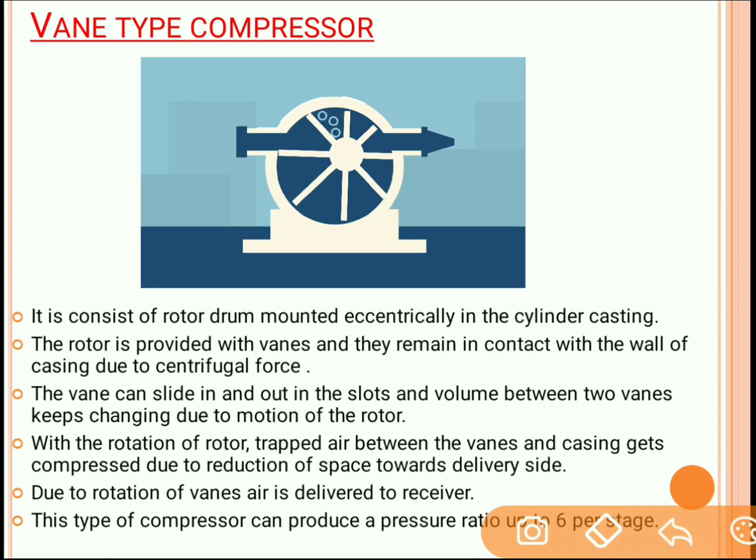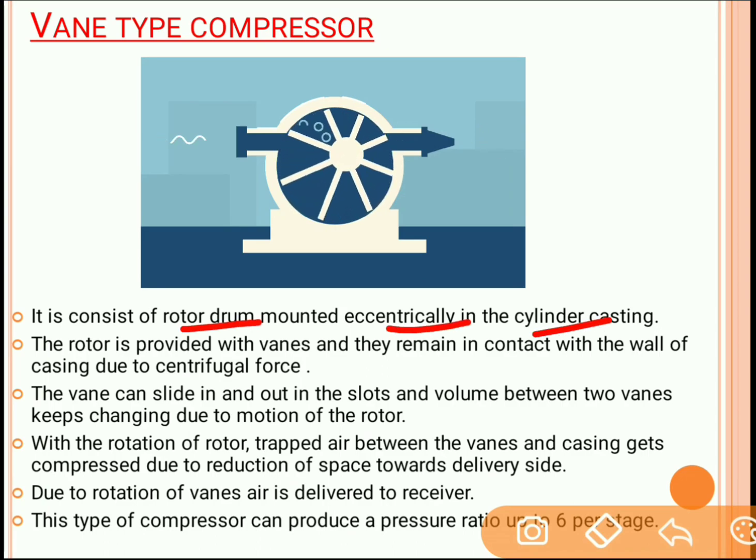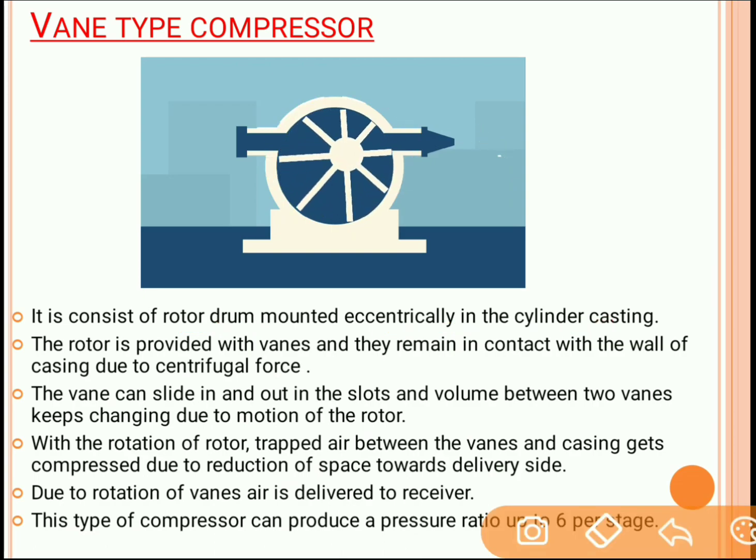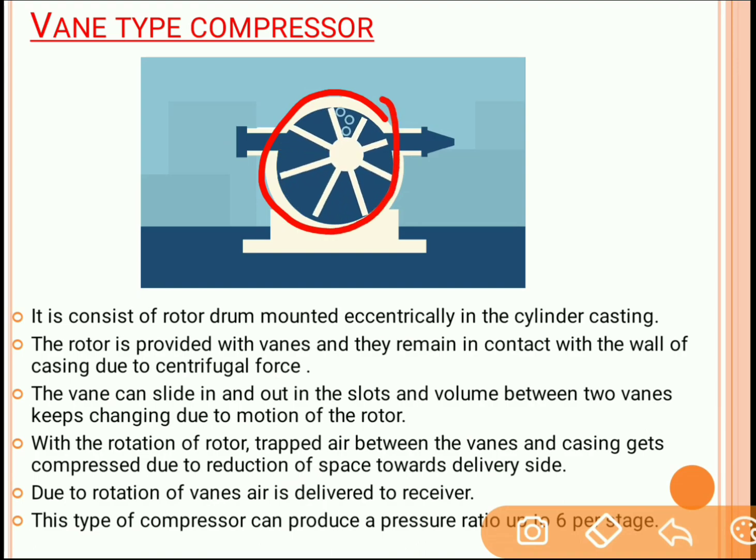So the vane type compressor consists of a rotor drum mounted eccentrically in the cylindrical casing. Eccentrically means what? The center of the drum and the center of the rotor are not the same. So the center of the drum is over here and the center of the rotor is over here. So there is an offset distance between the center of the drum and the center of the rotor.